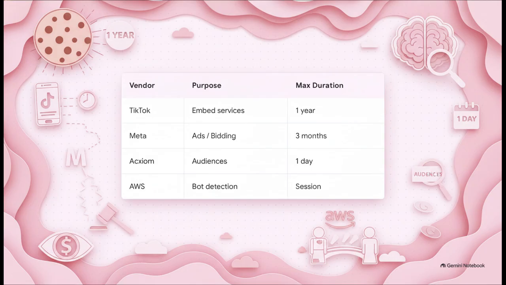Remember those 1,022 advertising partners? You've got TikTok dropping cookies to track embedded services for a full year. You have Meta platforms engaging in real-time bidding for your eyeballs and keeping that data for 3 months. Then there's a data broker named Axiom analyzing audiences for just a single day, and Amazon Web Services dropping tokens just to figure out if you're a human or a bot. It's a massive, fully automated auction house, and your attention is literally the product being sold.